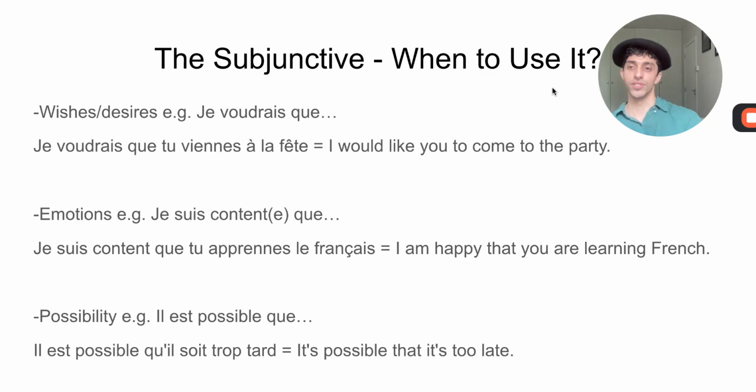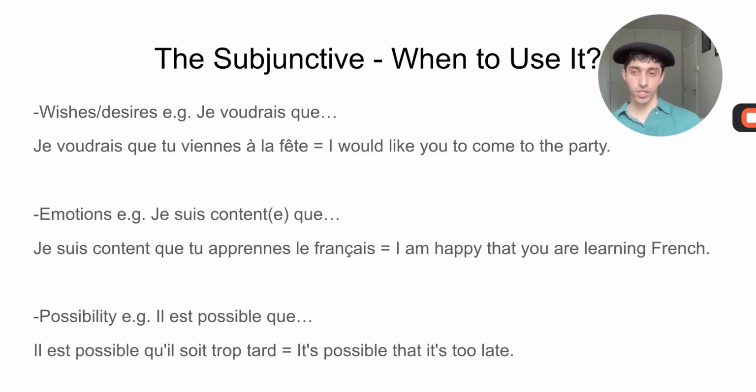Okay, so similarly for wishes or desires, you use the subjunctive as well. So if you're saying je voudrais que, for example, I would like that. So you'd say je voudrais que tu viennes à la fête. I would like you to come to the party, and not je voudrais que tu viens à la fête. So viennes is the present subjunctive of the verb venir.